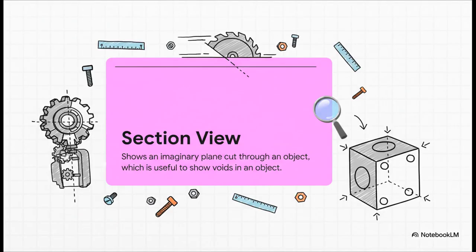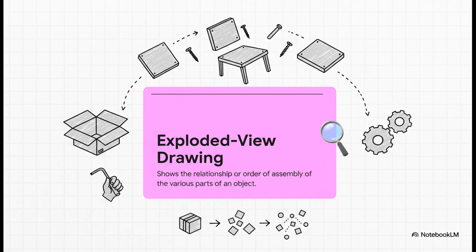Okay, but what if the really important details are on the inside of the object? Well, that's where a section view comes in. It's a drawing that shows the object as if you took an imaginary saw and just sliced it right open. This lets you see all the internal shapes and features that would normally be totally hidden. Oh, and if you've ever put together furniture from a flat-pack box, you're already an expert on this one. An exploded view drawing shows all the different parts of an object separated from each other, like a controlled explosion. It's the perfect way to show how everything fits together and, crucially, in what order.